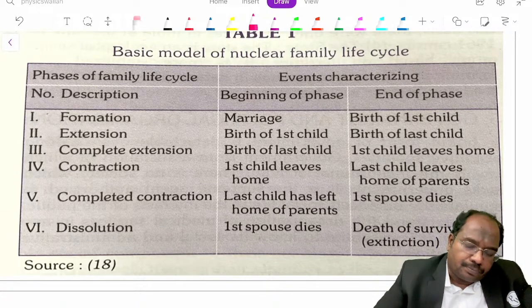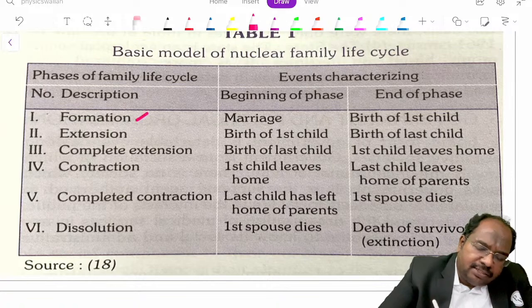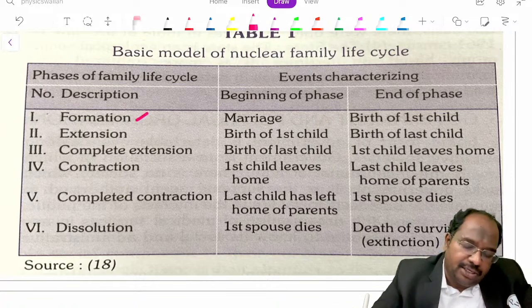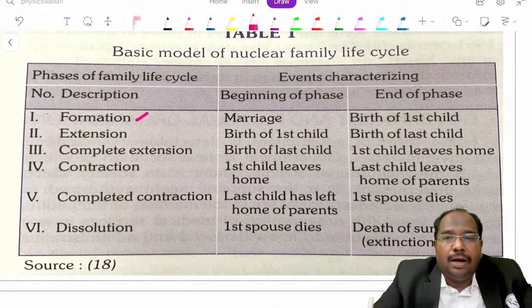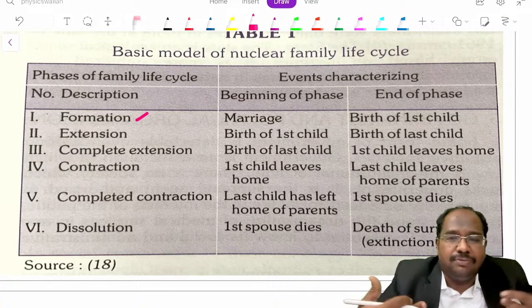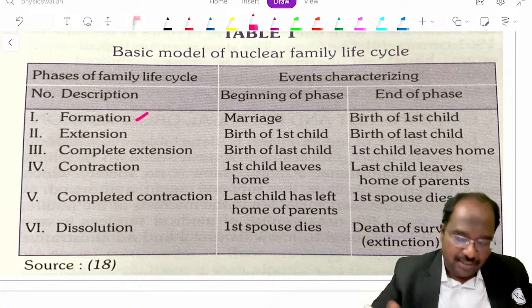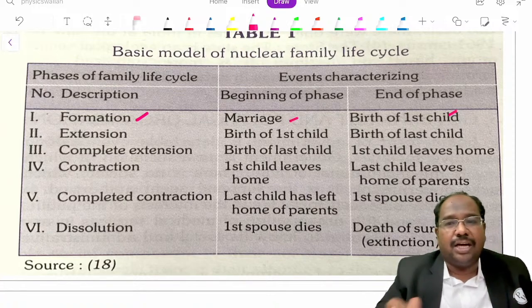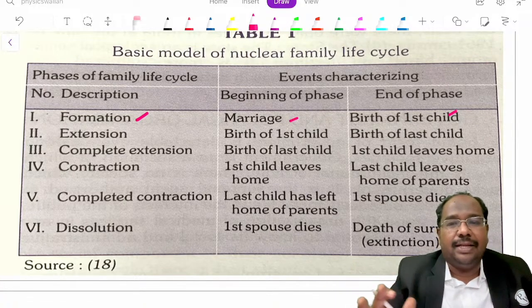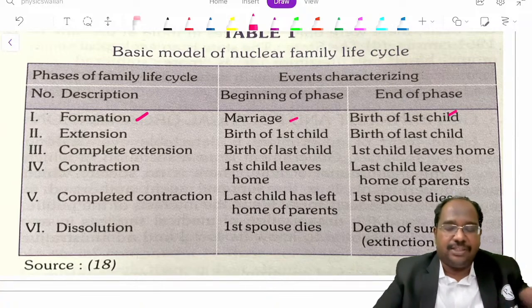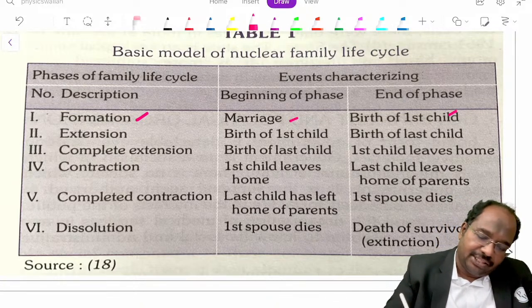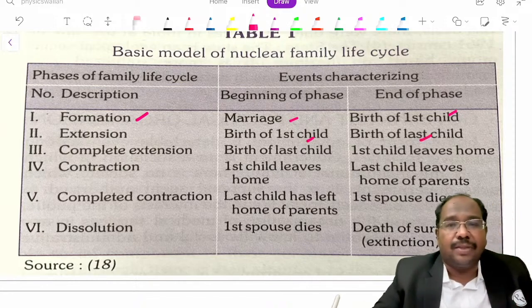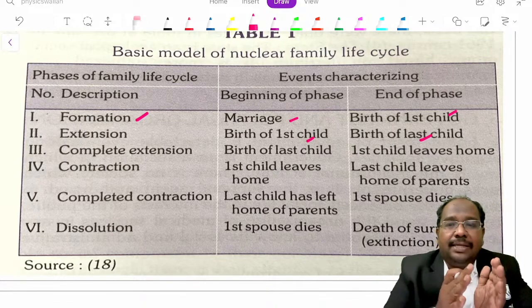So, the first stage is the formation of the family life cycle. It happens to all of us, to me and to you also. It runs from marriage to the birth of the first child. After marriage, till the time there is the first childbirth. Extension is from the birth of the first child to the birth of the last child. That is extension. Your family is expanding.